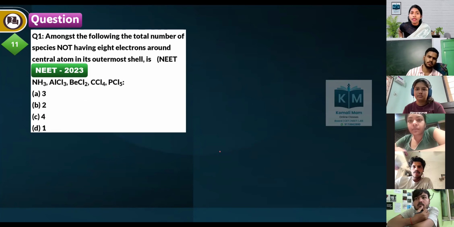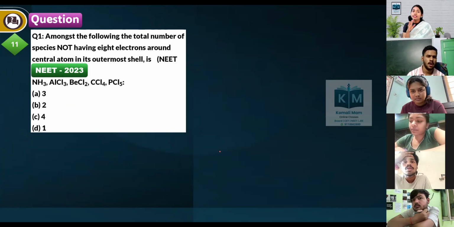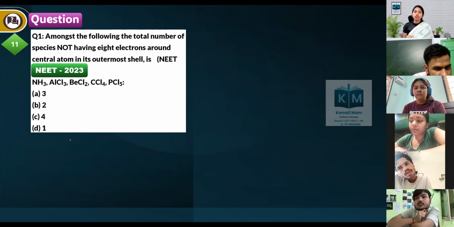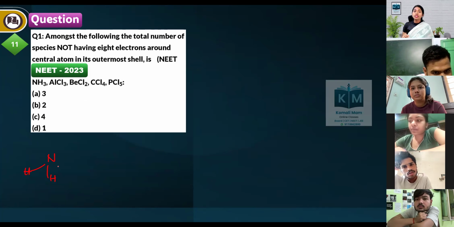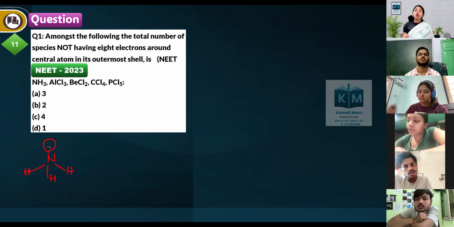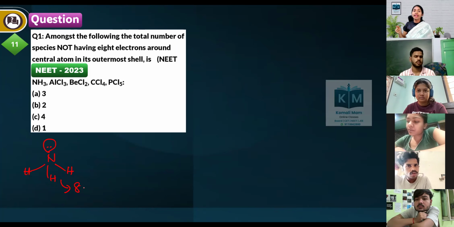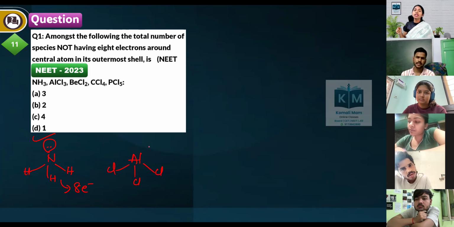Among the following, the total number of species not having 8 electrons around the central atom in its outermost shell. Nitrogen is having 3 bonds like this, and a lone pair. Each bond contains 2 electrons, 3 2s are 6 plus 2, 8 electrons, it is satisfied. Aluminium trichloride, how many electrons? Each bond, 3 bonds, 3 2s are 6 electrons. So this is the correct one.